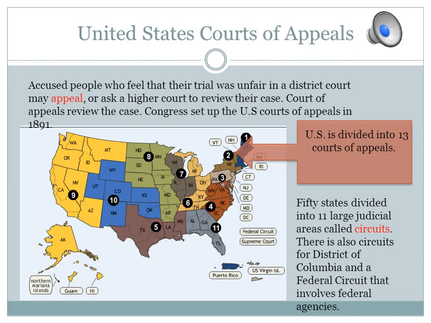So we just reviewed the levels, the Supreme Court, the top, next is the United States Courts of Appeals. So let's talk about the United States Courts of Appeals. Accused people who feel that their trial was unfair in a district court, the lowest court, may appeal, or ask a higher court to review their case. This review takes place in a court of appeals.